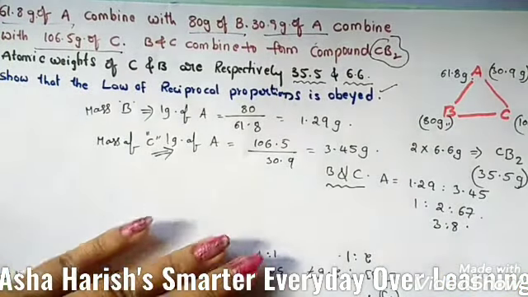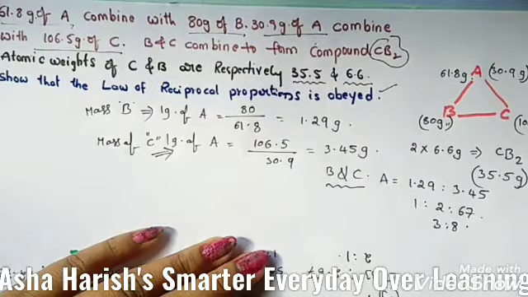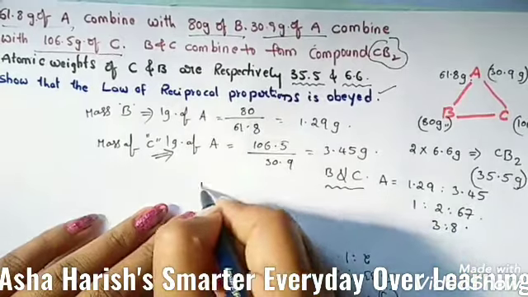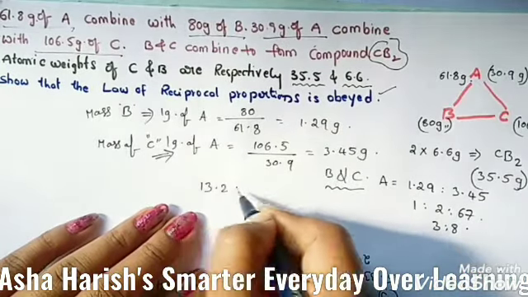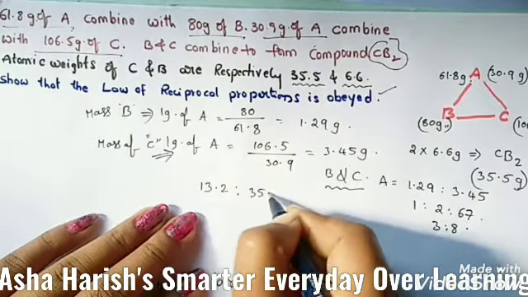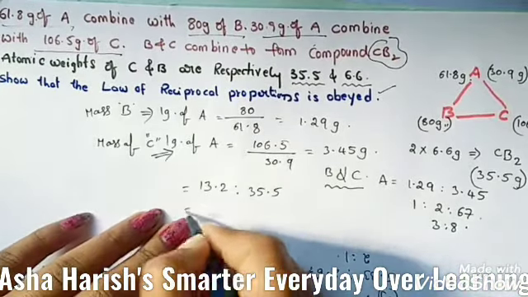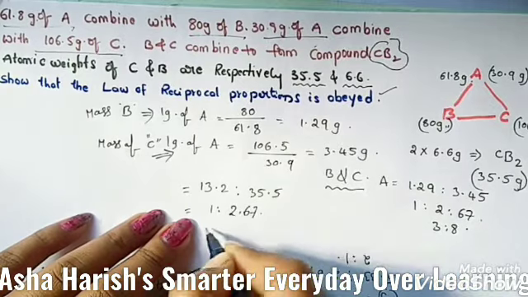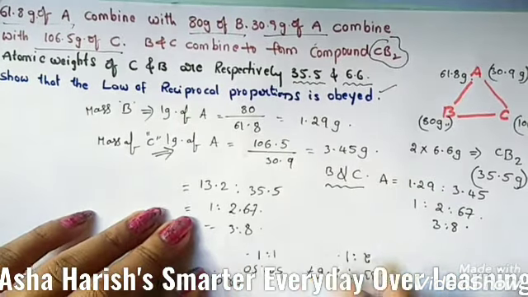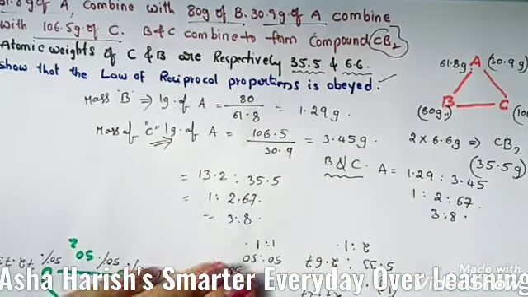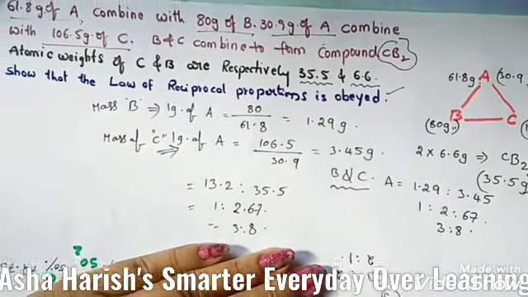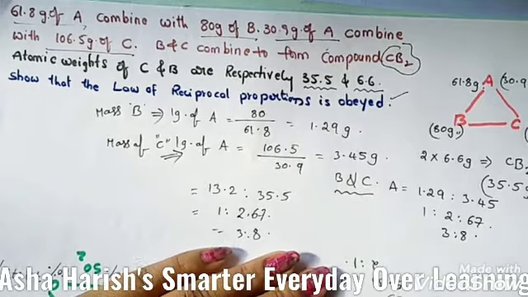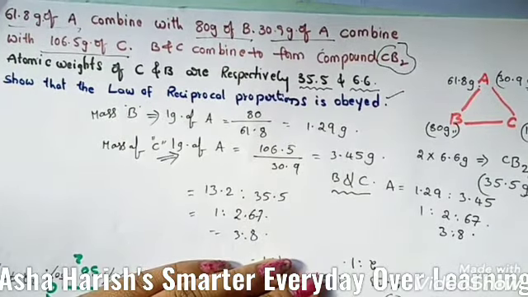The ratio of masses of B and C combining directly with each other, for suppose B and C directly combining with each other, that is 13.2 is to 35.5, that is equal to 1 is to 2.67, that is equal to 3 is to 8. Thus the ratios are same. This is the complete explanation of this third example. Students, this is about the law of reciprocal proportions.